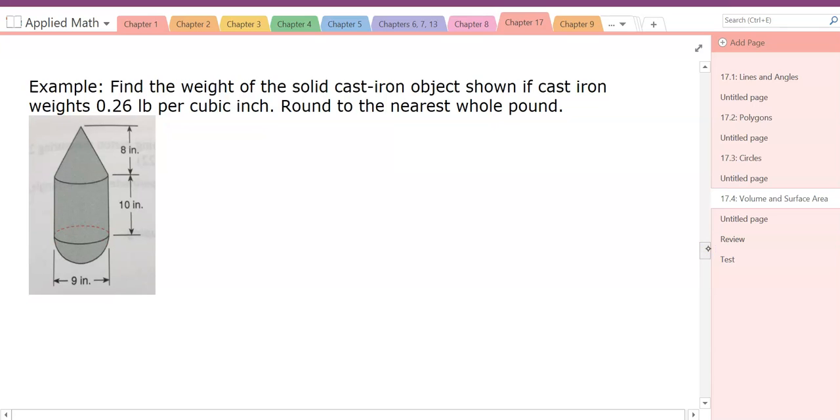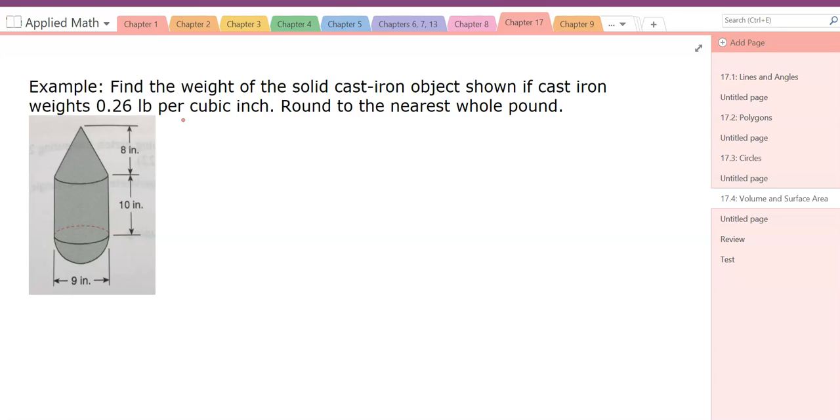Okay, so we want to find the weight of this cast iron object, and they're telling us that cast iron weighs 0.26 pounds per cubic inch. So we have to find the volume first and then figure out what it's going to be in pounds. Like how much is it actually going to weigh? Now this is a complex shape here because we've got different pieces to it. I would actually break this into 3 shapes. What 3 shapes do you think I'm going to break this into?